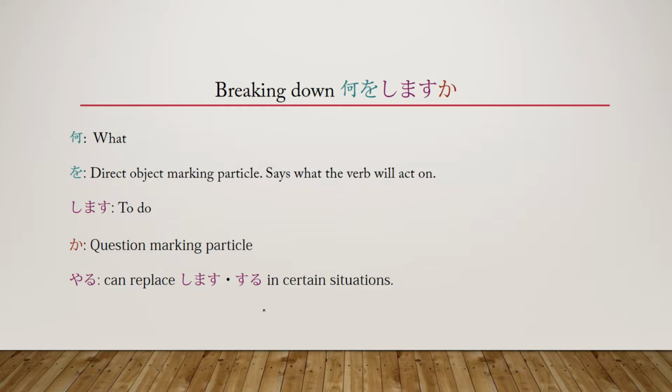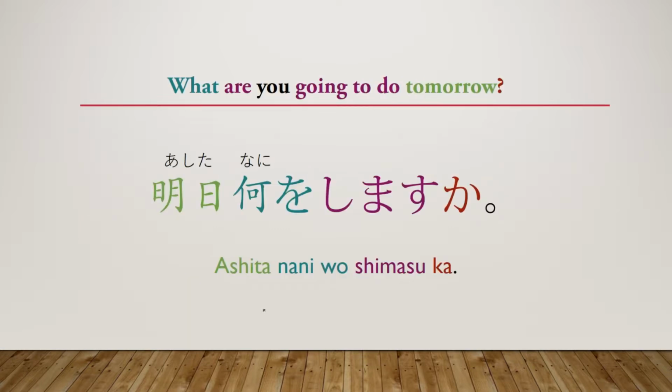But I know the structure is very, very close to yesterday's structure. It doesn't require a lot of explanation. Let's just dive into a couple of examples so that we really get an idea of what exactly this phrase means. Okay, so the first sentence that we're going to go over is, what are you going to do tomorrow? That is, ashita nani o shimasu ka?